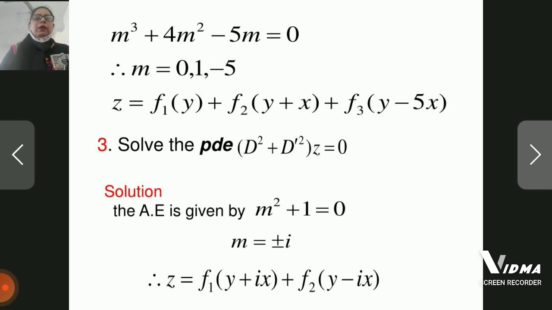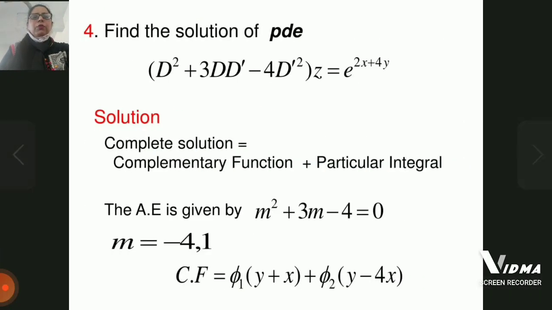Some examples are given over here in which we have to find both the complementary function and a particular integral. The complementary function we have learnt how to find out. First of all, we get the value of m, then the complementary function is easily found. The two rules are given in our PDE.